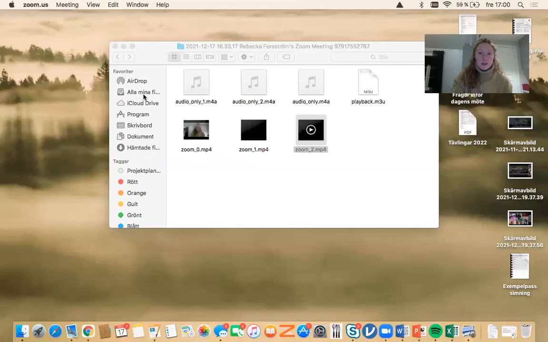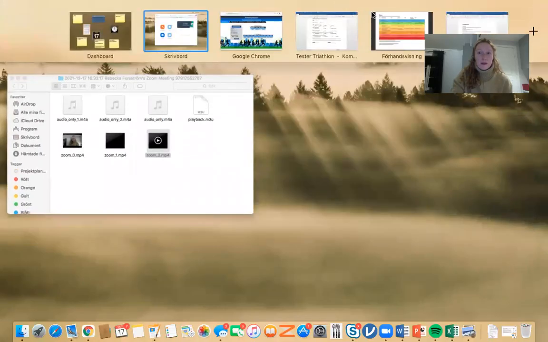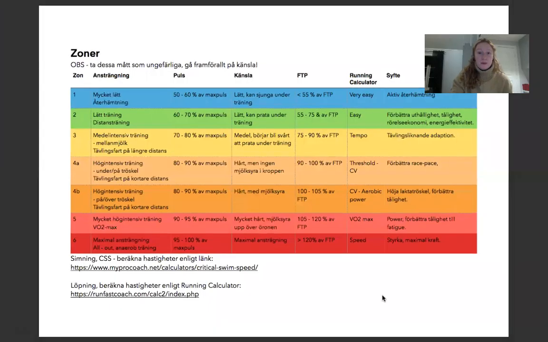I will start here by sharing my screen. And then we will jump into this with the zones. I just want to be very clear that the zones are always mostly about the feeling. So if you want to go on zone 2, you always should feel easy and that you're able to talk, have a conversation during the training.